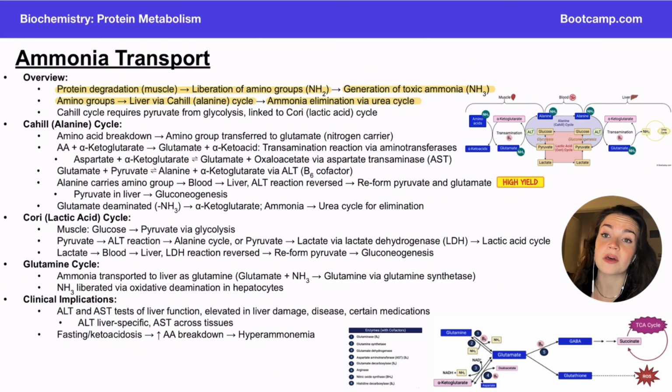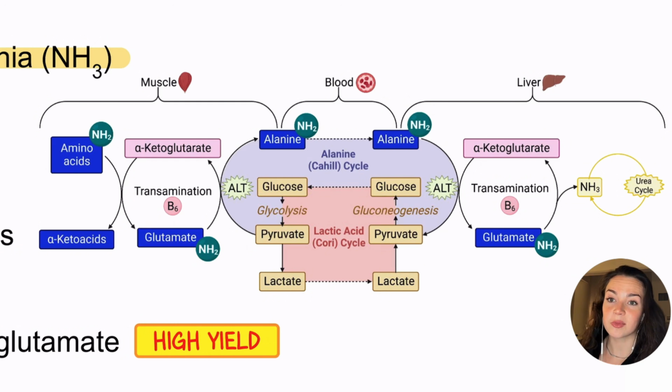And important to know about the Cahill cycle, or that alanine cycle, which brings those amino groups to the liver, it is going to require pyruvate from glycolysis. Because it requires pyruvate, this Cahill cycle or alanine cycle is going to be linked to the Cori cycle, which is also known as the lactic acid cycle. We'll get more into it in a bit, and you'll be able to see how those two processes are linked together. So here's our diagram of the alanine cycle.